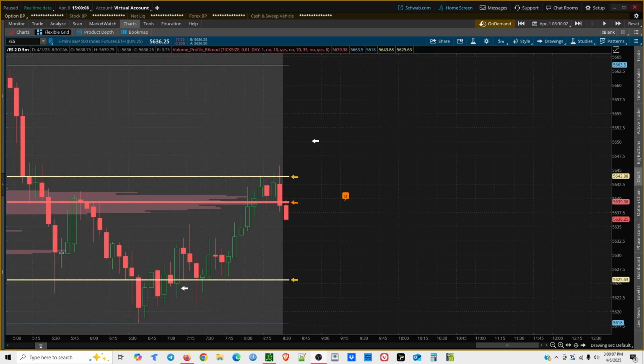And you want to do these on multiple instruments. If you're trading ES, you want to be obviously watching the ES chart, but you also want to be watching all of these levels on the SPY chart, SPX, NQ, QQQ, NDX, and also both VIX instruments.